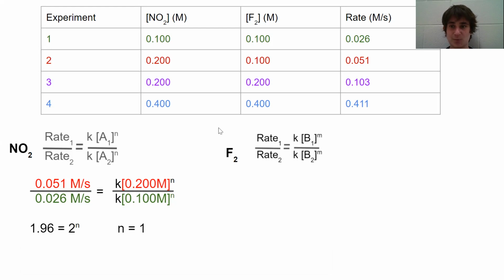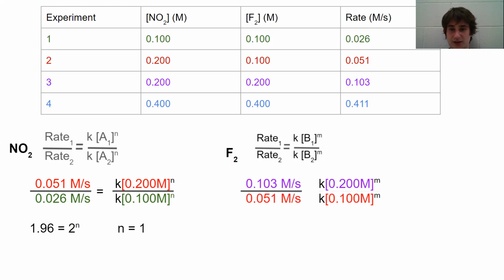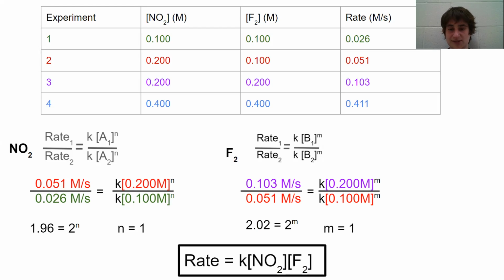Let's find the two experiments where the molarity is changing for fluorine, but not for NO2, and we'll see that that is going to be experiments 2 and 3. And we can write it out here. And then we're going to do the same thing we did over on the left side. We're going to cancel the K's and then solve for these values, and we get 2.02 equals 2 to the M, which we can find out from that M equals 1. So our rate law right now will look like rate equals K times NO2 times F2. Since they're both to the 1, we don't need any exponents.